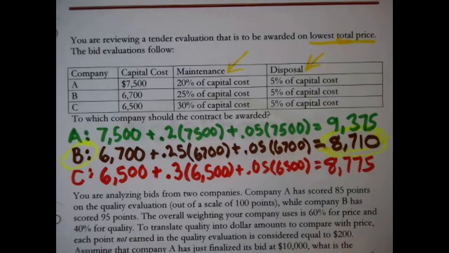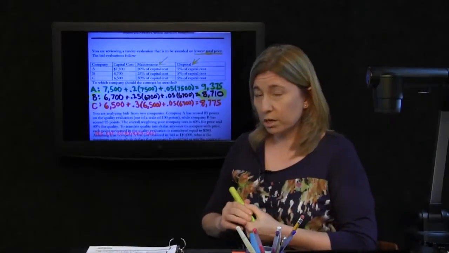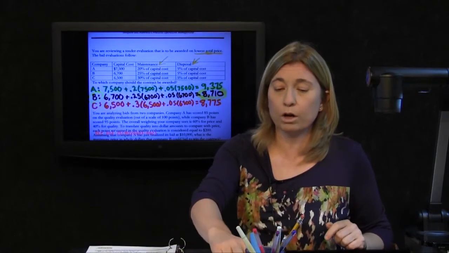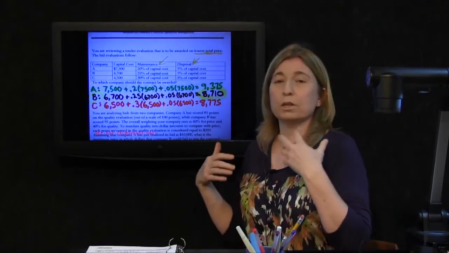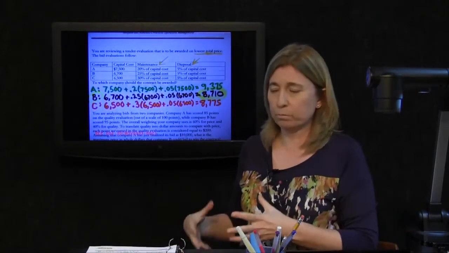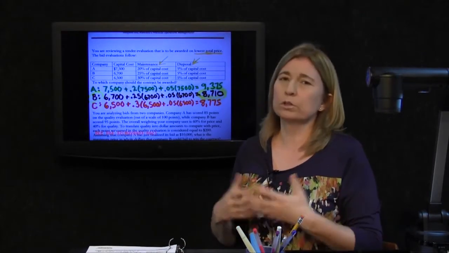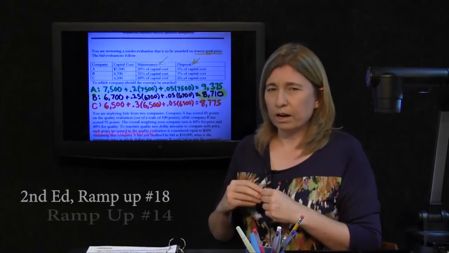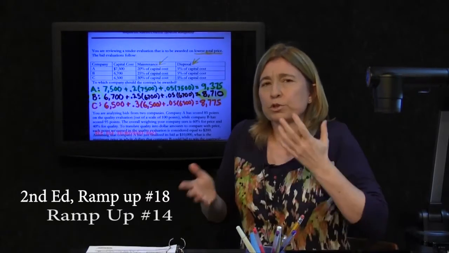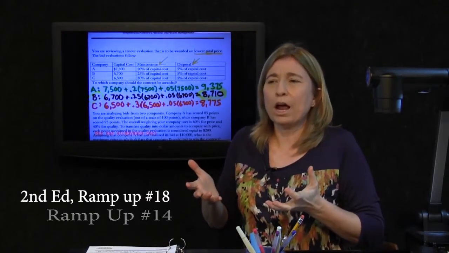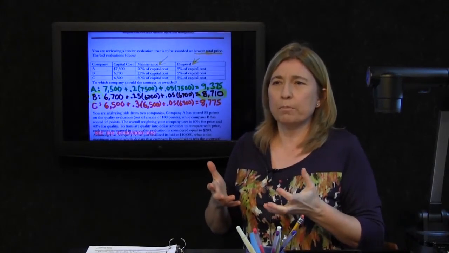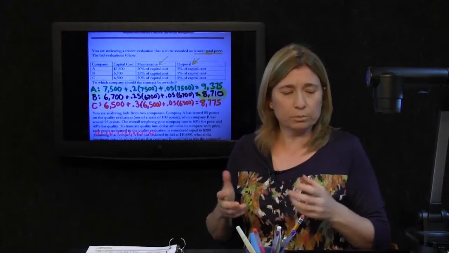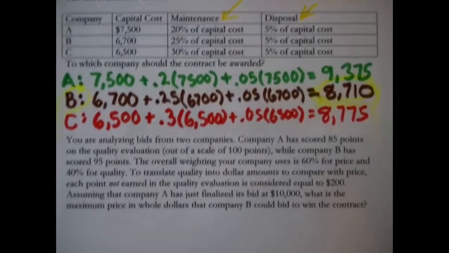Why? Lowest total cost. Notice company B is not the one with the lowest capital cost, which would be the upfront cost to buy this, but it is the one with the lowest total cost. The next problem after this one is another example of trying to fairly compare opportunities based on more than one attribute. Let's take a look.